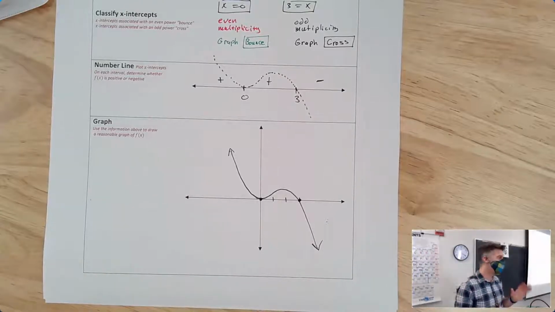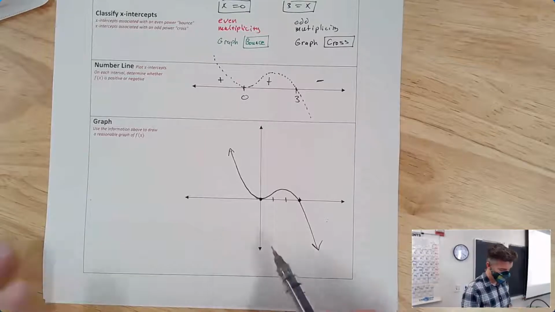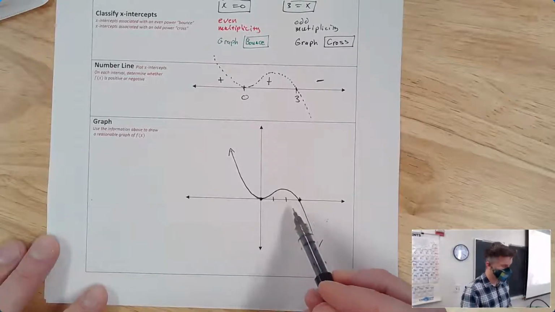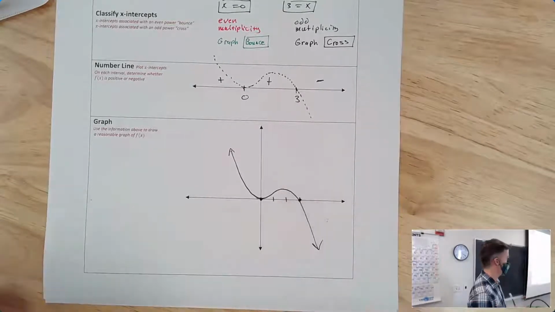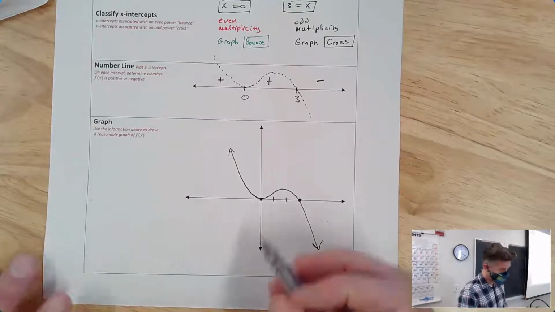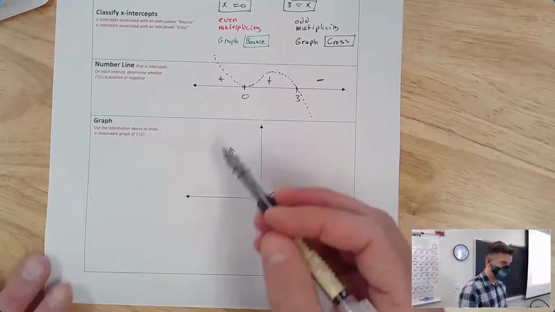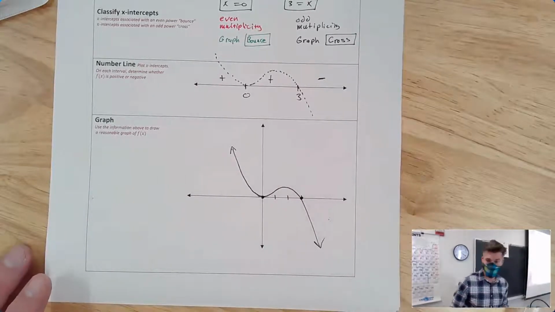If you really want to, I don't recommend this, but if you really want to, you could plug in x equals 1 and get the y value, and x equals 2 and get the y value. But I don't need your graph to be that precise. I'm really just looking for all the intercepts and the right shape. That's kind of it.